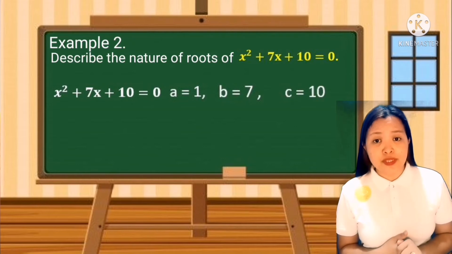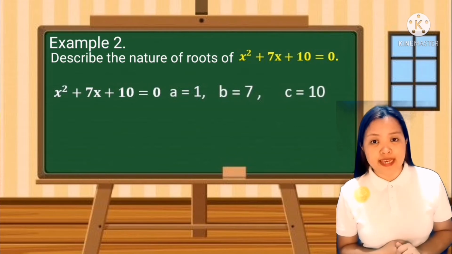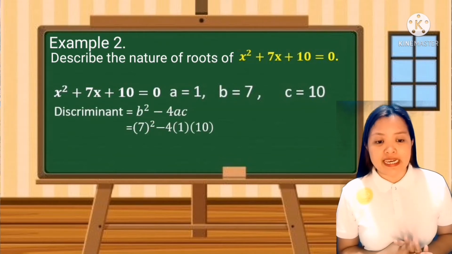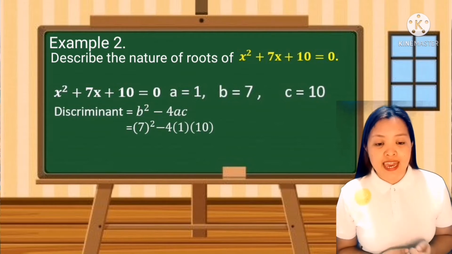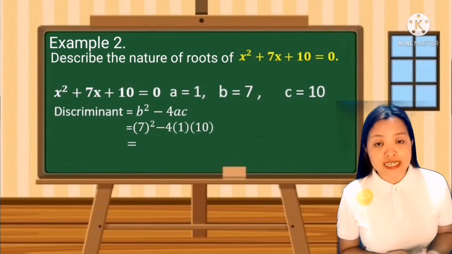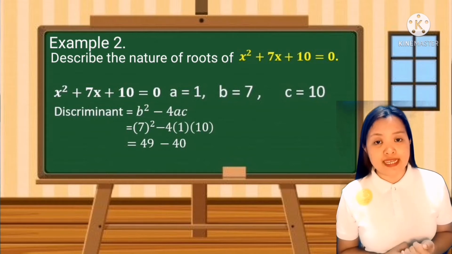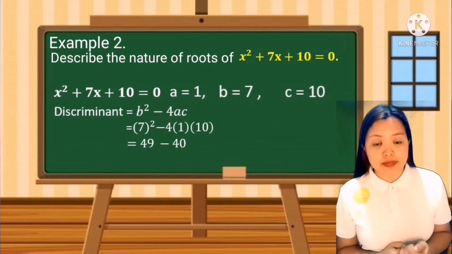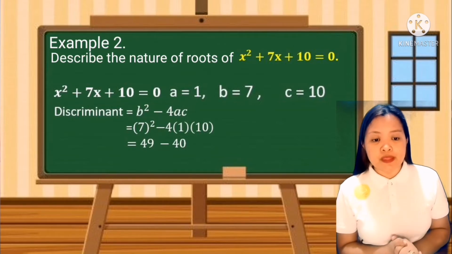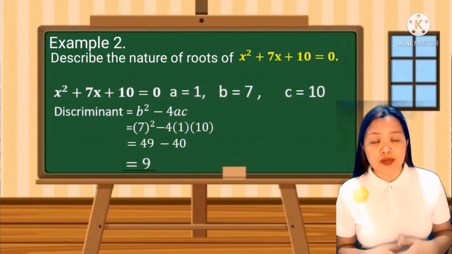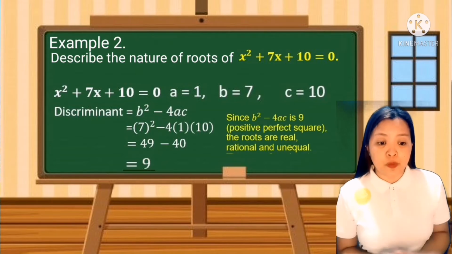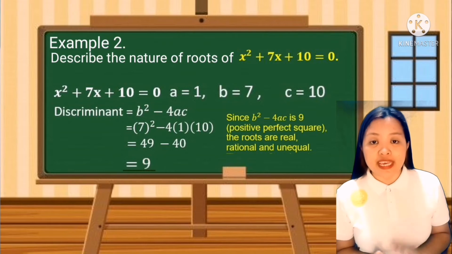Substituting to the formula b squared minus 4ac, we have 7 squared minus 4 times 1 times 10. Solving 7 squared, the result is 49. Negative 4 times 1 times 10, the result is negative 40. So 49 minus 40 is equal to 9. Since b squared minus 4ac, or the value of our discriminant, is 9, which is a positive perfect square, the roots are real, rational, and unequal.